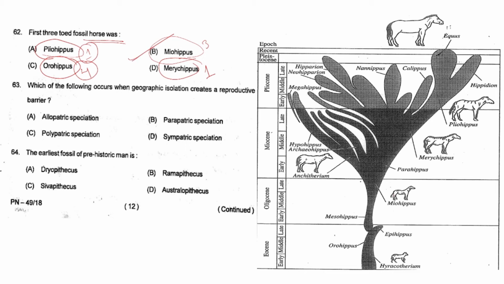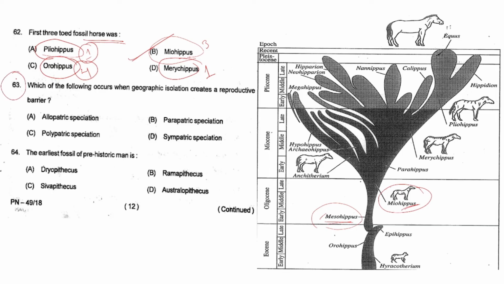Here you can see Miohippus is present. But if the option had given Mesohippus, then it would have been the more correct answer for this. Mesohippus and Miohippus both were three-toed. But since none of these options contain any other organisms like Mesohippus, therefore we are considering Miohippus to be the right answer here.